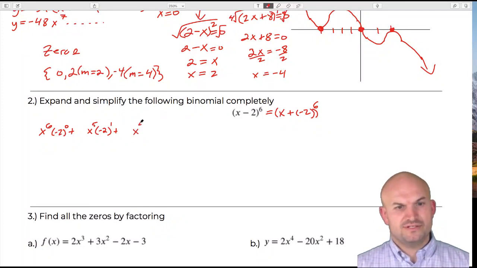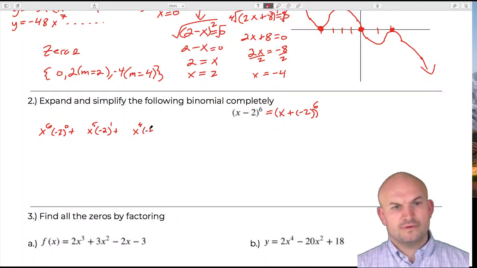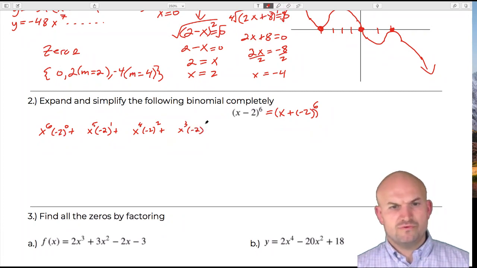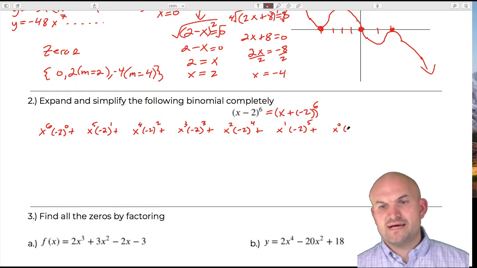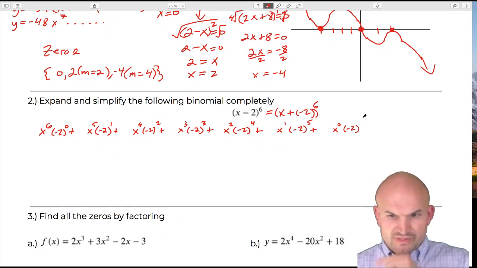and then we went to x to the 4th, -2 squared, plus x cubed times -2 cubed, plus we add x squared times -2 to the 4th, plus x to the 1st times -2 to the 5th, and then plus, last but not least, x to the 0 times -2 to the 6th.